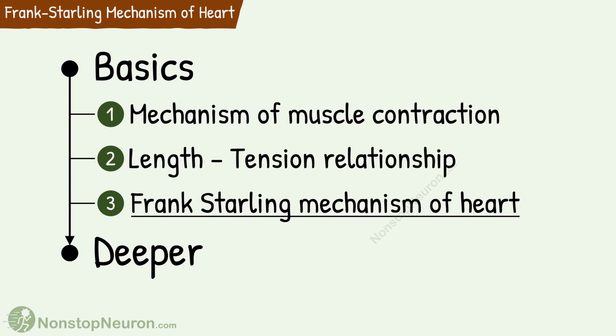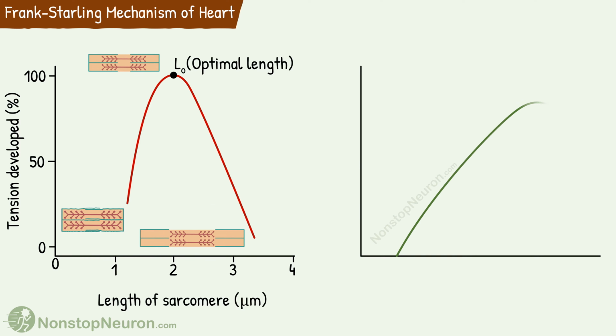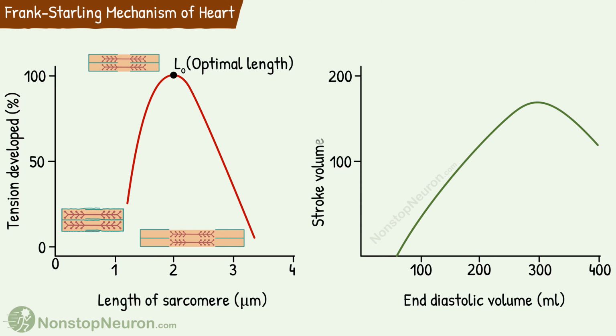Now the third step is the Frank-Starling mechanism of the heart. We saw the length-tension relationship for skeletal muscle in the second step. For the heart, we can draw a similar graph. It's end-diastolic volume against stroke volume. See, the end-diastolic volume is the volume of blood in the ventricles at the end of the diastole. The more this volume, the more would be the stretching or lengthening of ventricular musculature. So we can say that end-diastolic volume is equivalent to the initial length of muscle as we saw in this graph. The stroke volume is determined by force of contraction.